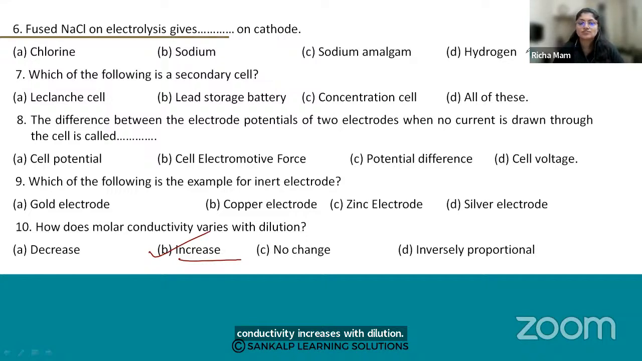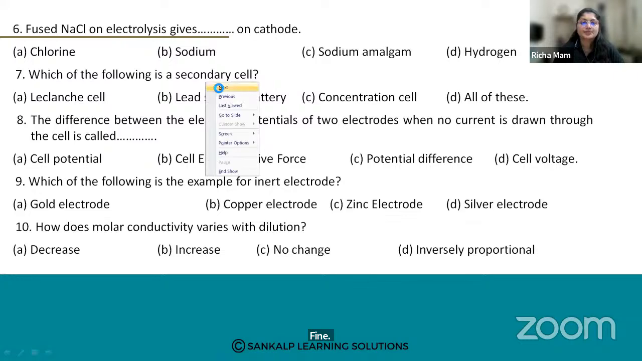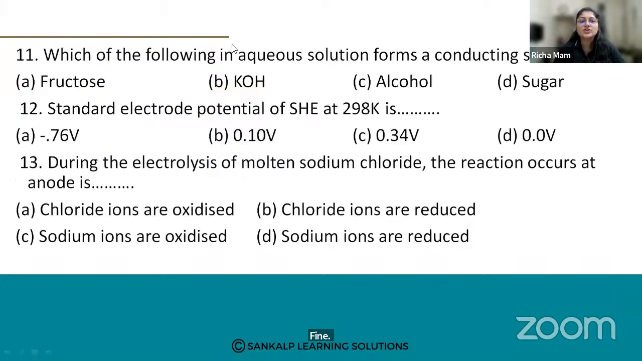Next question. Which of the following in aqueous solution forms a conducting solution? A, Fructose; B, Potassium hydroxide; C, Alcohol; and D, Glucose.